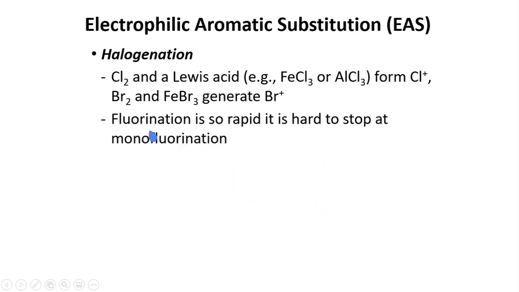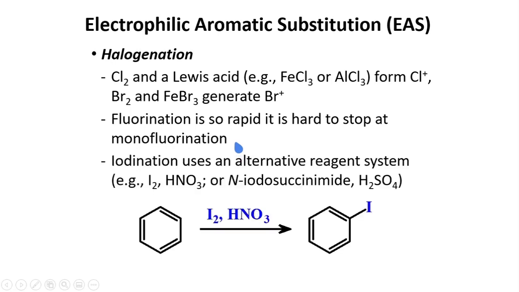Fluorination is so rapid, it is hard to stop at monofluorination. An alternative procedure is used if fluorobenzene is required. This procedure is part of the amine topic. Iodination uses an alternative reagent system, such as iodine and nitric acid, or N-iodosuccinimide, or NIS, and sulfuric acid. This reaction will produce iodobenzene.